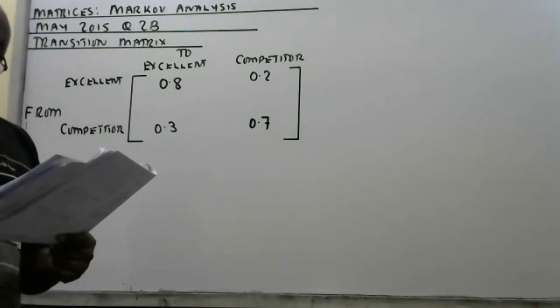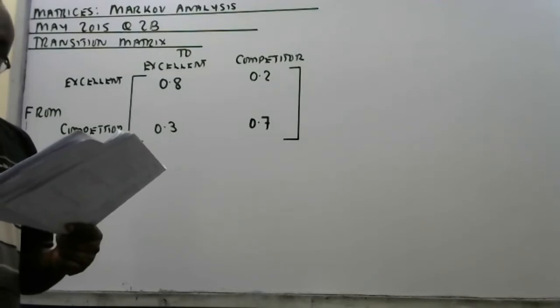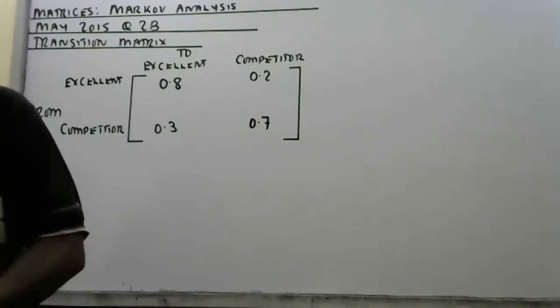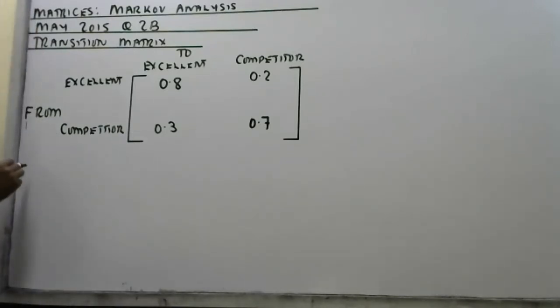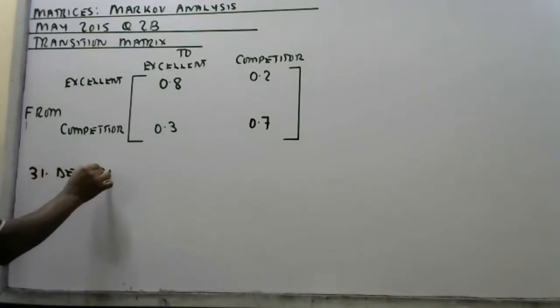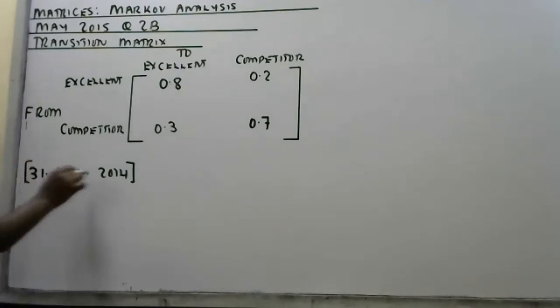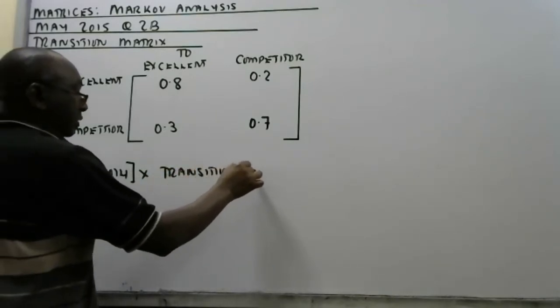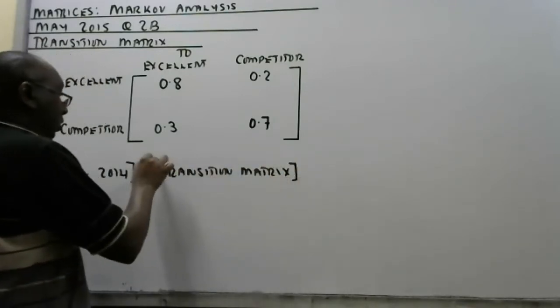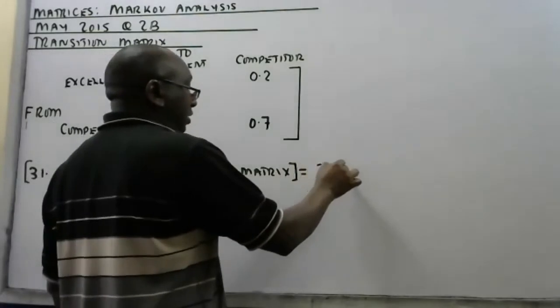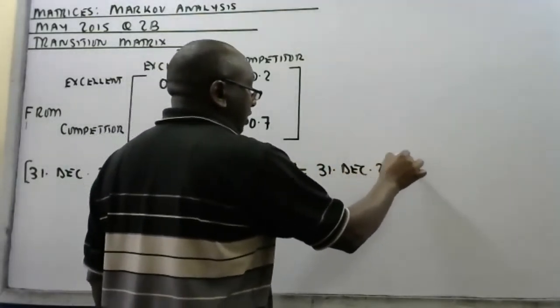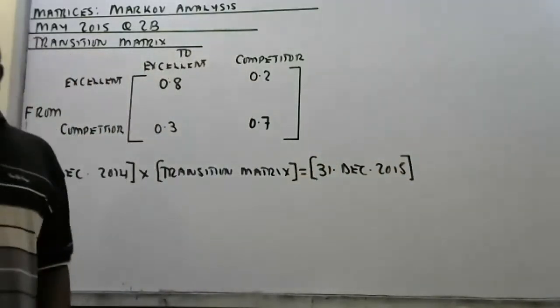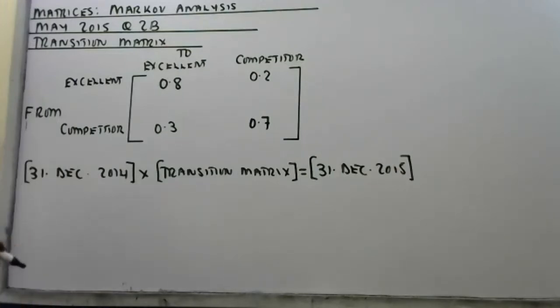Now we go to Roman two. Excellent Computers Limited total market share as at 1st December 2015. If you are told to get 2015, you get it like this. That 1st of December 2014, you multiply by the transition matrix, which should be equal to that 1st of December 2015. As I've told you, transition or Markov analysis is the study of how items move from one state to another state after some time.